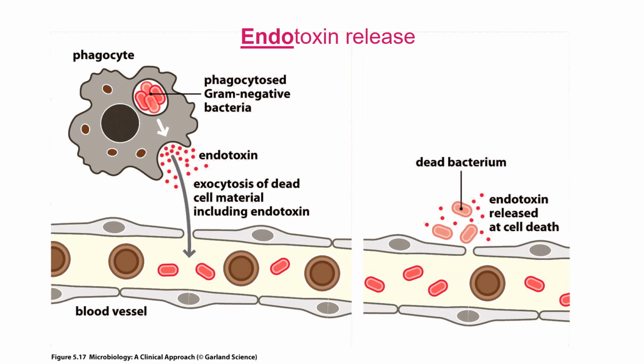Here's a little diagram from the textbook. You can see we've got this phagocyte, that's an immune cell, and the immune cell is releasing or destroying these bacteria, and in that process these endotoxins are getting released, and you can see they're getting into the bloodstream. Over on the right side you can see a bacteria is just dying from other causes. Either way, endotoxins in the bloodstream can cause symptoms caused by the immune system.